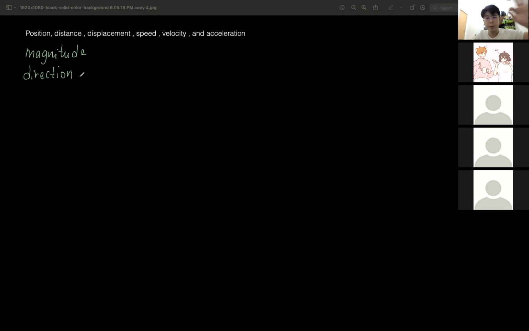The position requires magnitude and direction, the 5 km and the south, in order to be complete, in order to make sense. Okay, so in physics, position 就是 displacement. Okay, now we have distance and displacement, right? Displacement is the same as position, just that in physics we give it a different term. Okay, so what is the difference between distance and displacement?